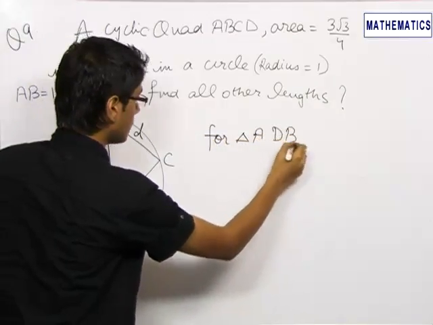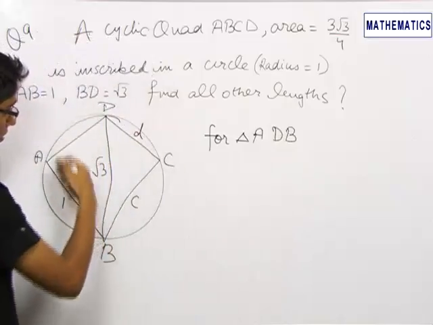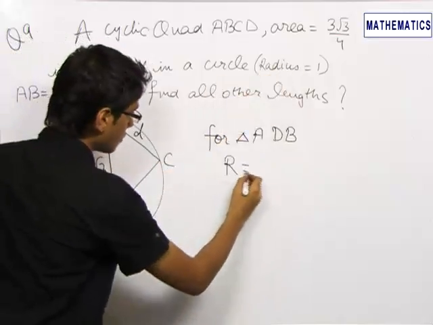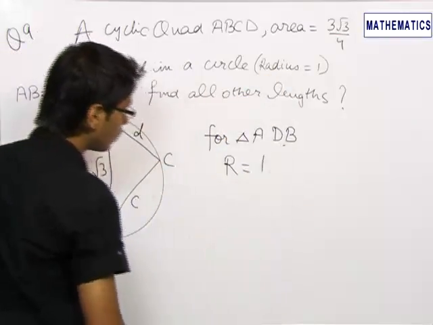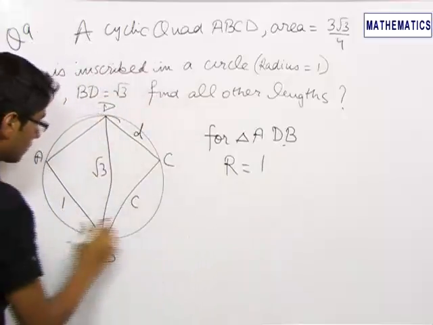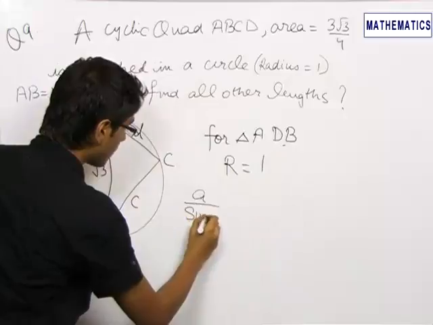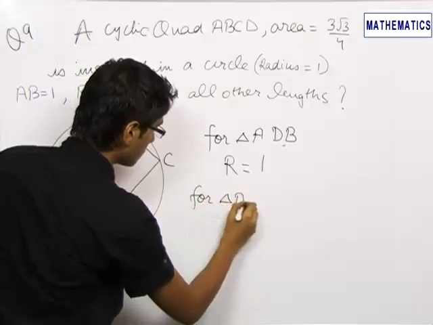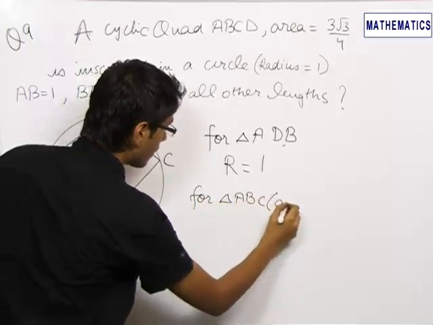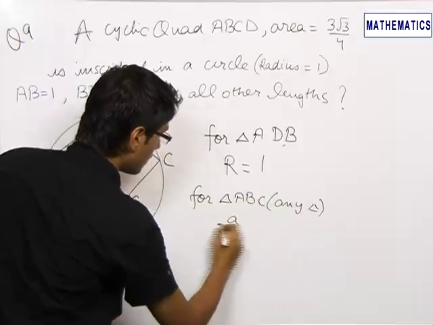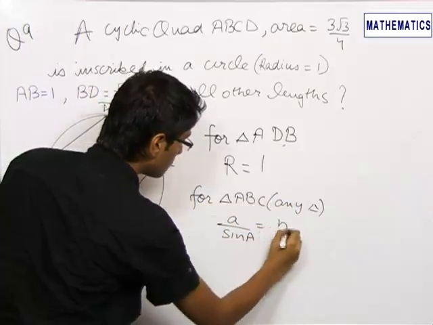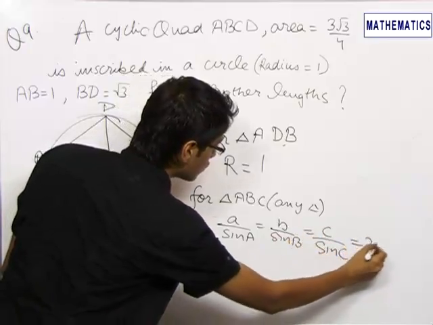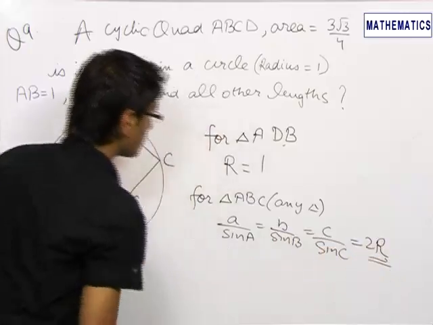ADB, since this circle is acting as the circumcircle, and we know that the radius of the circle is 1, so the radius of circumcircle for the triangle ADB is equal to 1, and we know that for any triangle ABC, a upon sin A equals b upon sin B equals c upon sin C equals 2R. This R is the radius of the circumcircle.